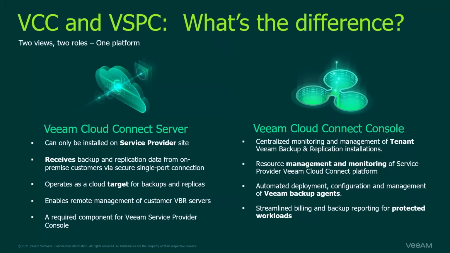So just to be clear, we have two views, two roles, one platform. Cloud Connect server is what you typically see as your installation inside a Windows platform and where you would initially put the license keys. From there, you can manage and design your infrastructure, add your repositories, add your Cloud Connect gateways, and various other components, just as you would with a traditional VBR server install.